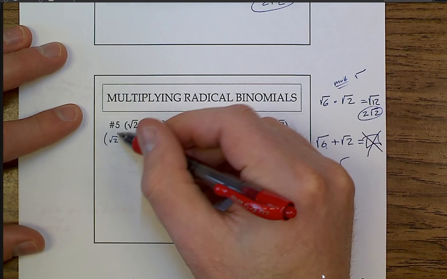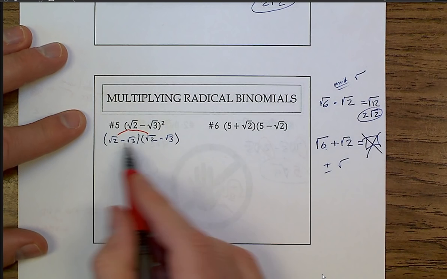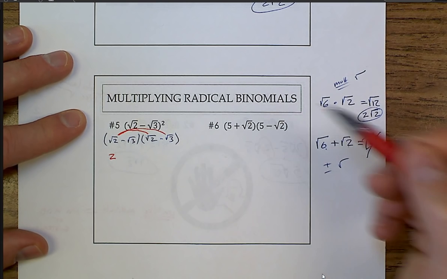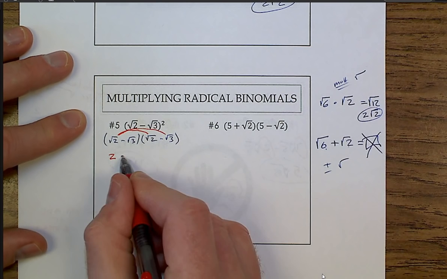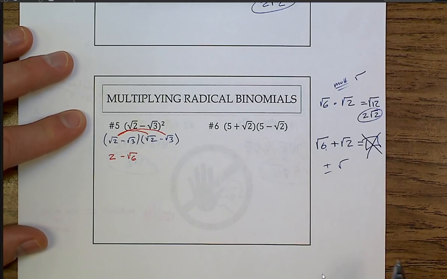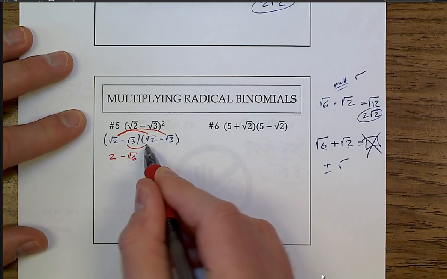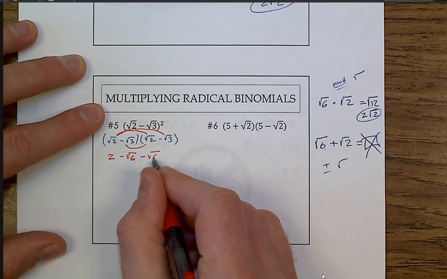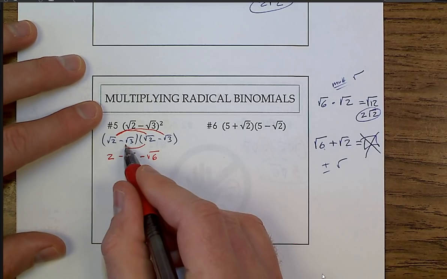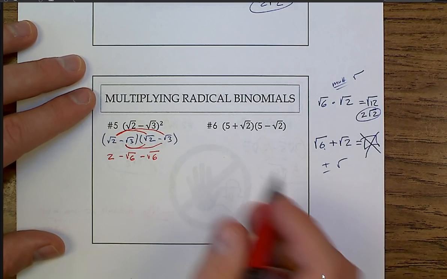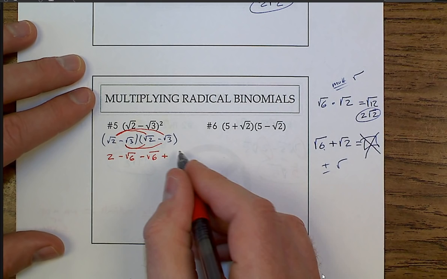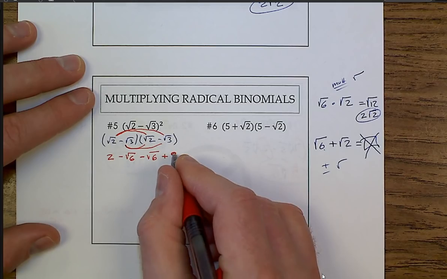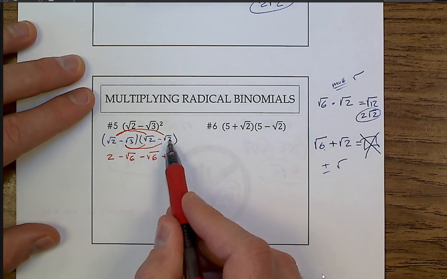So radical 2 times radical 2 is radical 4, which is just plain old 2. Radical 2 times a negative radical 3 would be a minus radical 6. 2 times 3, 6. Negative radical 3 times radical 2 is going to be a negative radical 6. And negative radical 3 times negative radical 3 is a positive radical 9, which is just 3.